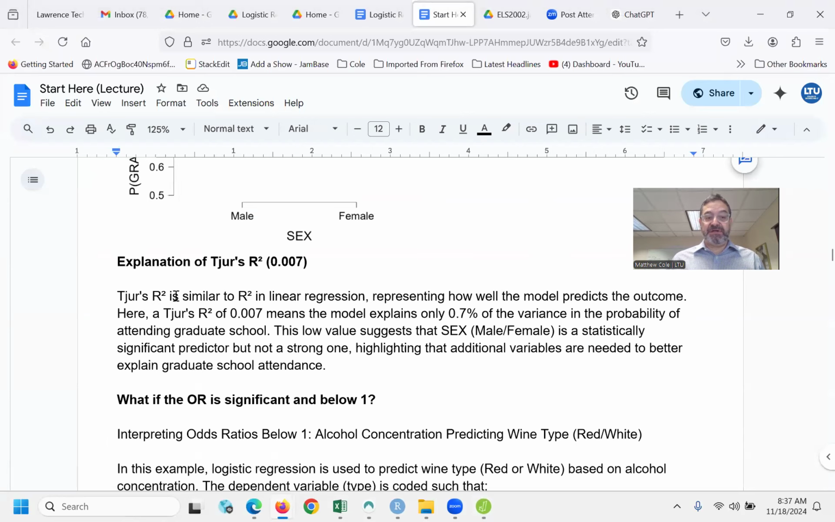So the Tjur's R squared is similar to R squared in linear regression, representing how well the model predicts the outcome. Here, a Tjur's R squared of 0.007 means the model explains only 0.7% of the variance in the probability of attending graduate school. This low value suggests that sex is a statistically significant predictor, but not a strong one, highlighting that additional variables are needed to better explain graduate school attendance.